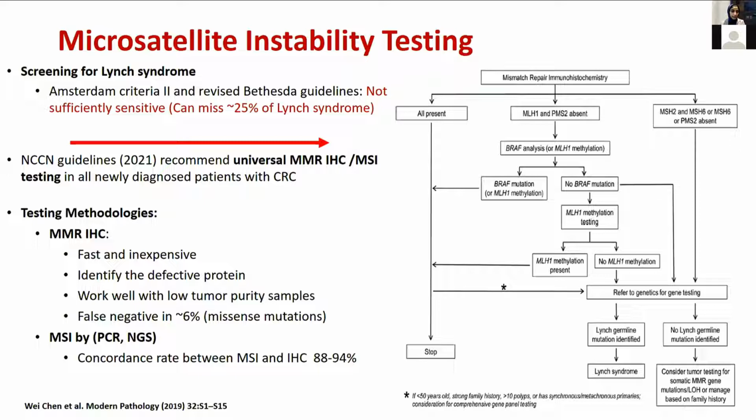As far as the MSI PCR, there's a concordance rate between the MSI and IHC in colorectal cancer of about 88 to 94%. Most of them have similar sensitivity, but they can miss certain cases here and there. Assessment can be done by PCR and NGS. The difference is that NGS assesses large scale microsatellite loci versus the PCR, which interrogates certain microsatellite loci.